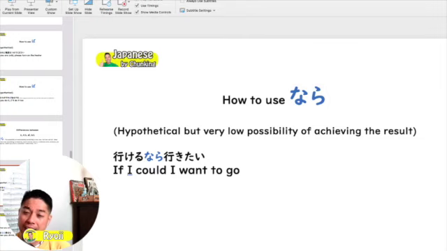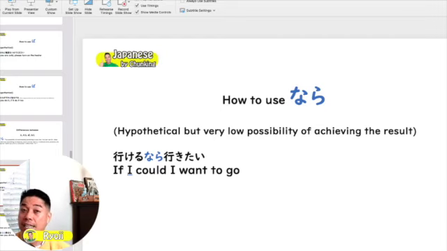行けるなら行きたいけど, if I could go, I want to go, but probably I can't. 行けるなら行きたい, but probably I can't. So this is what it means by very low possibility. I want to go if I could.